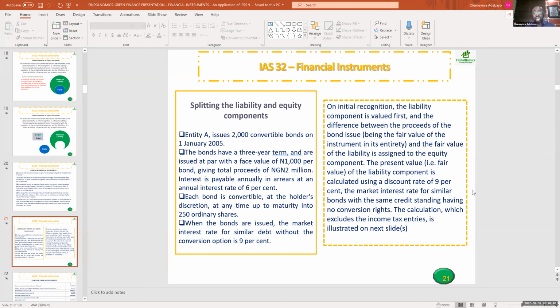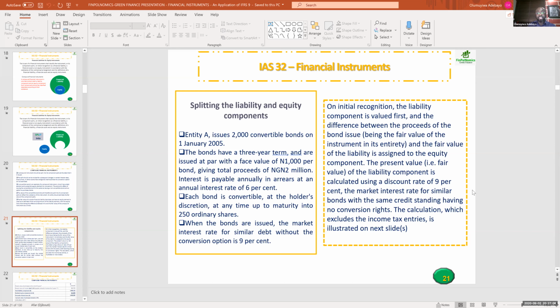Interest is payable annually in arrears at an annual interest of 6%. Each bond is convertible at the holder's discretion at any time up to maturity into 250 ordinary shares. This qualifies it as a compound instrument because as at the time the contract was entered into, the number of shares to which each bond is converted is determined.